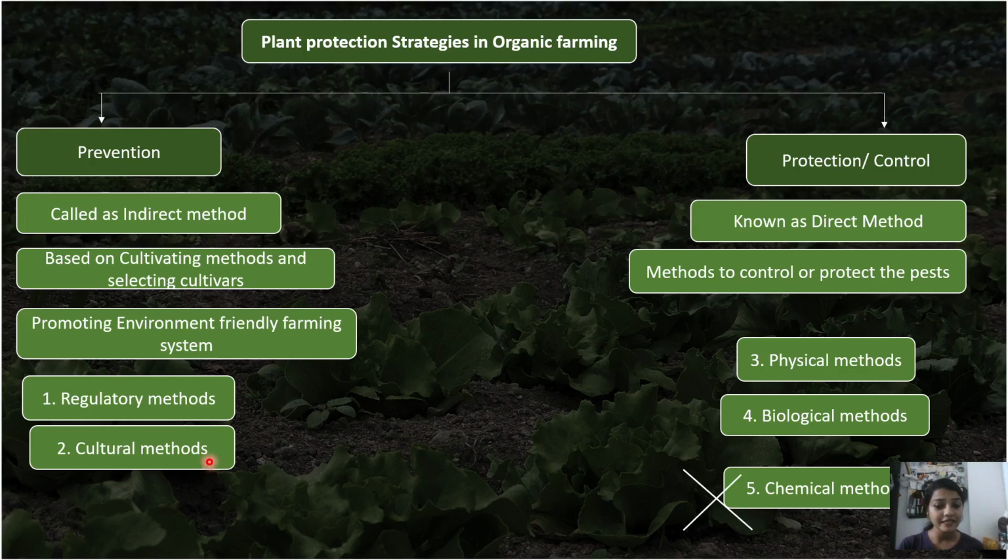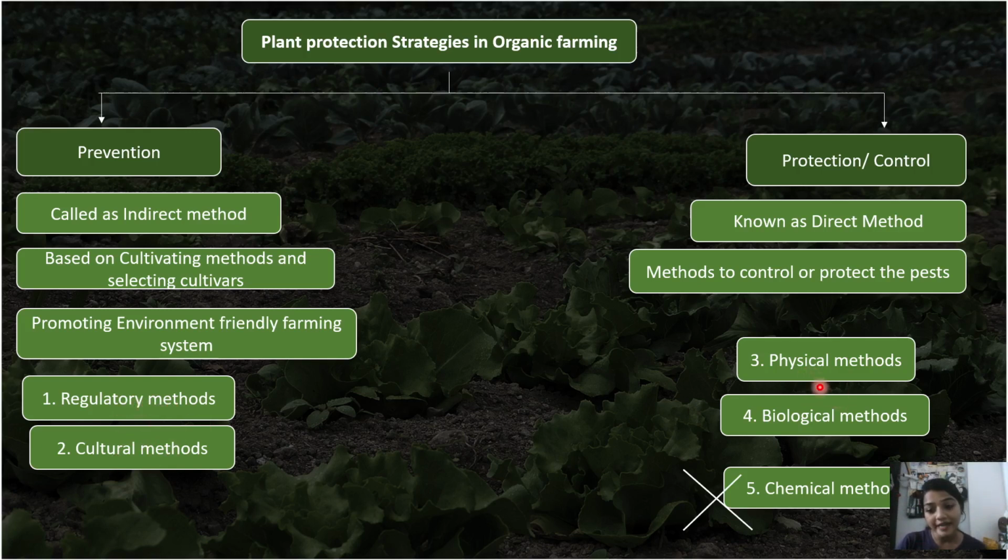So there are basically these 5 types of method: the regulatory methods, the cultural methods, the physical methods, the biological methods, and the chemical methods that are used for protecting any kind of farm or field, right? But when we talk about prevention, prevention will include regulatory and cultural methods. These are methods that help in preventing the diseases. It will ensure that the disease does not enter your field. So I have listed these 2 methods below the prevention part.